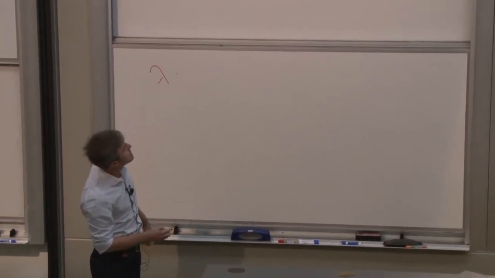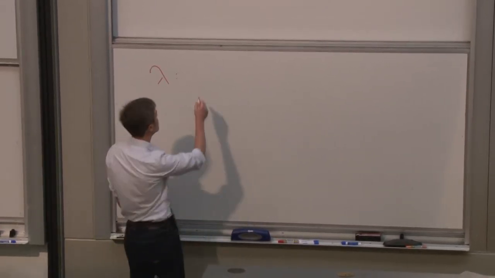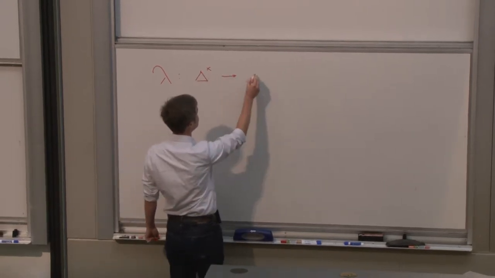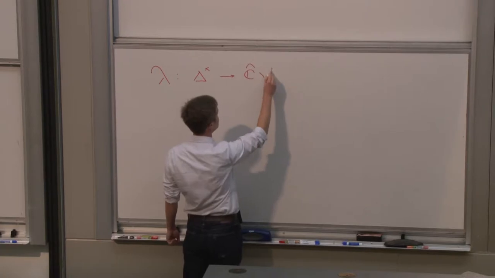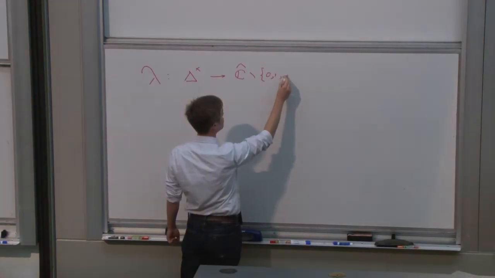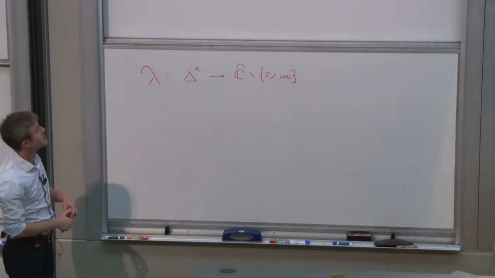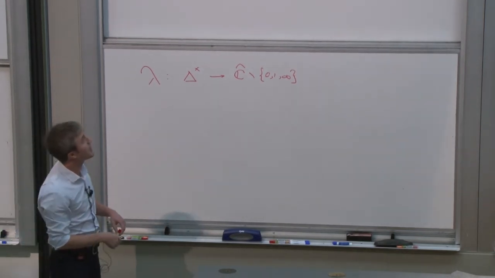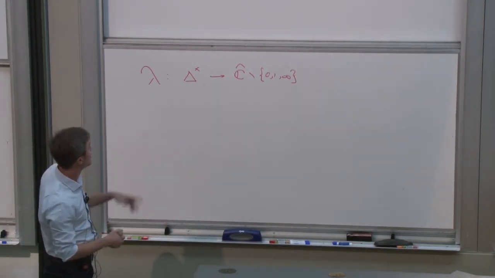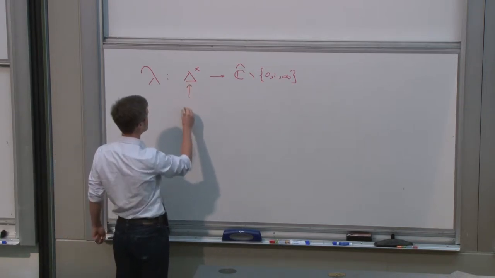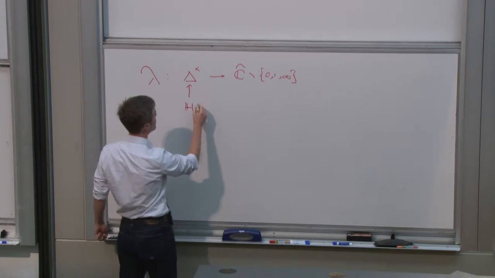So what's the function lambda? What does it do? It takes values, so it comes really from the punctured unit disk into the Riemann sphere minus 0, 1, and infinity. And it's just the uniformization of this. So it gives you the hyperbolic metric on the Riemann sphere minus 3 points. How so? Well, you have to take a map from the upper half plane.